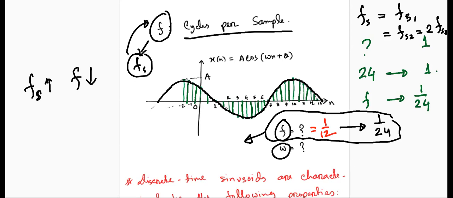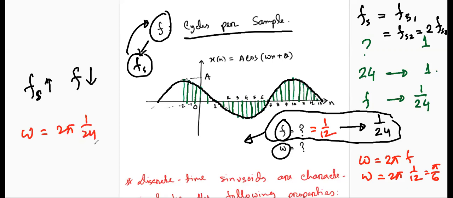Why? Because, as we can understand, omega is equal to what? Twice pi f. So if I have the value twice pi, what was the value of f previously? That is 1/12. So from there you can find the value of omega. That was nothing but pi/6. Now after the change, you will find omega is equal to twice pi 1/24.